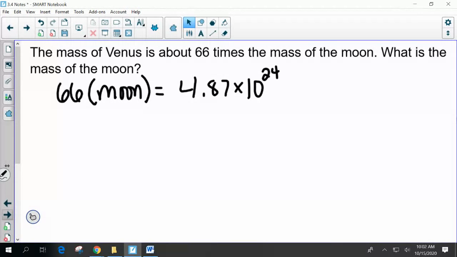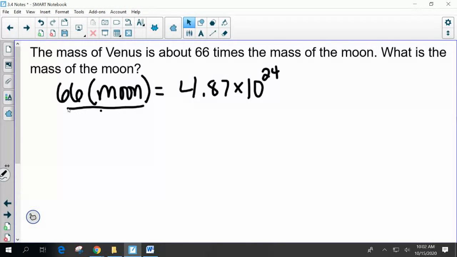Wouldn't it be easier to find out what 10 to the 24th is and multiply that by 4.87 and then by 66? You could, but that would be a number that's 25 or 26 digits long, which would be really big. So here, if this were just a regular variable, how would I get it by itself?